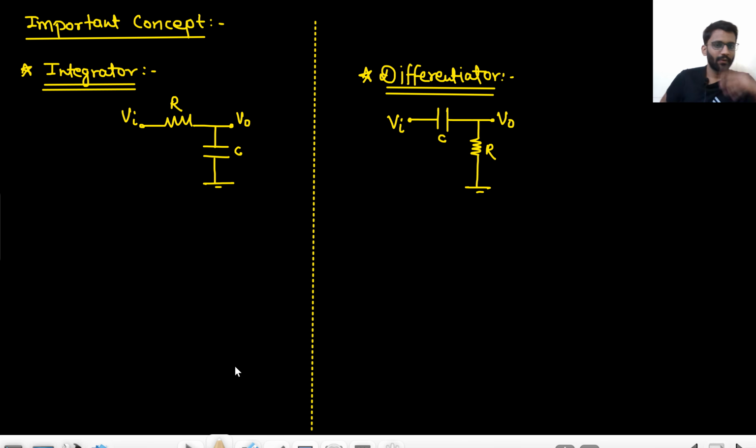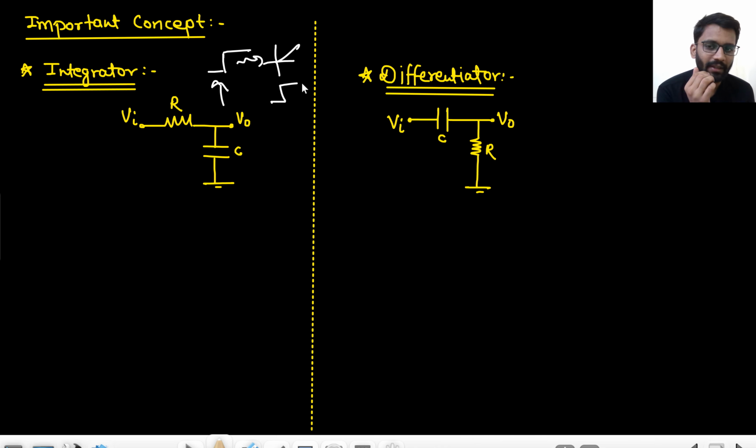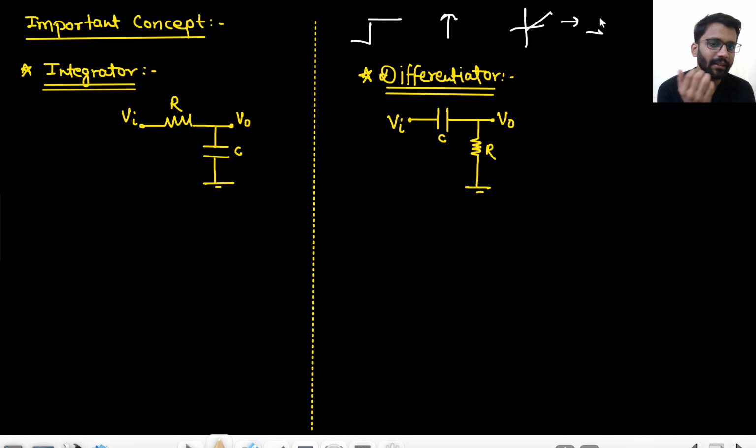Now before going to the next concept, let's understand a simple concept of integrator and differentiator. What is an integrator? Integrating. That means if you apply a step function, you should get a ramp. If you apply an impulse function, you should get a step. This is what we mean by integrator. And what is a differentiator? Just differentiating. If you apply a step, you should get an impulse. If you apply a ramp, you should get a step, right?